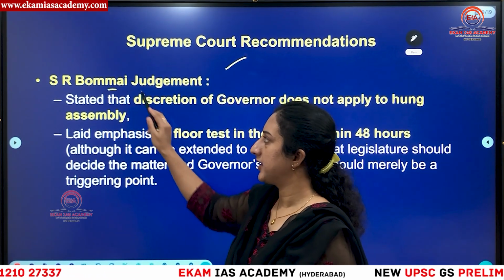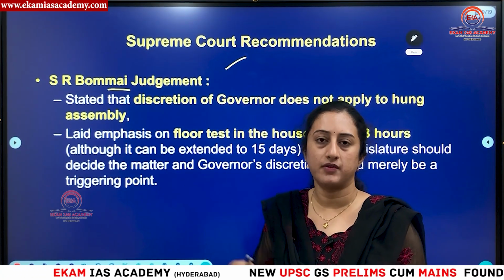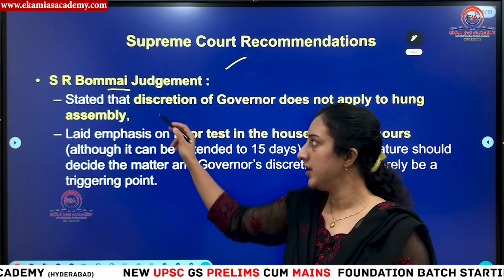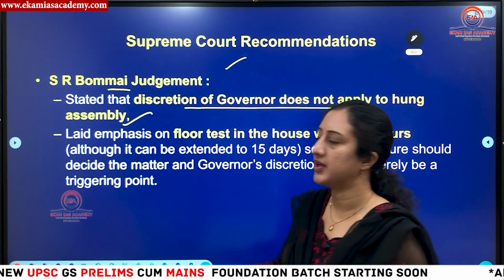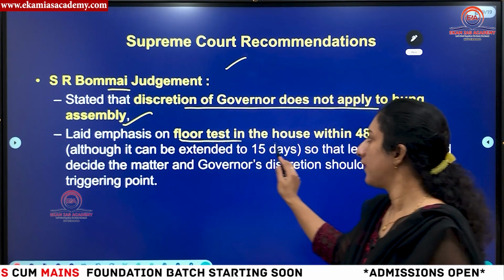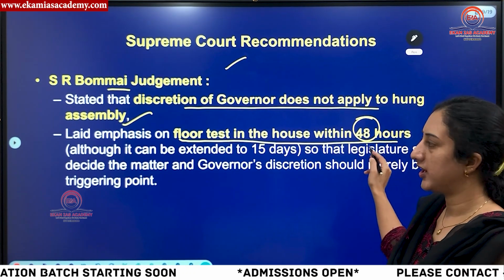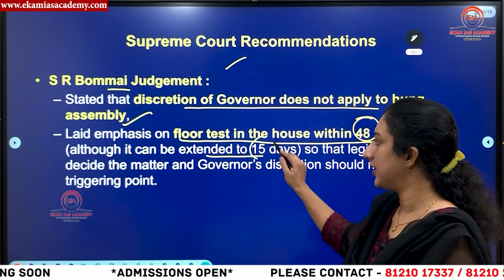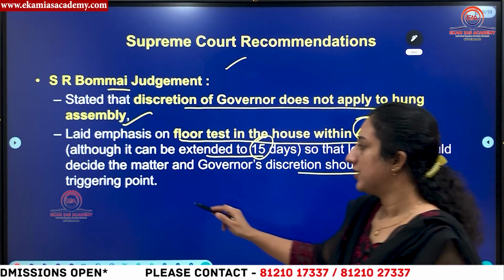Then what are the Supreme Court judgments related to this floor test? If you have seen the SR Bommai case, where he was removed from the post of Chief Minister by the governor without being given a chance to conduct the floor test, when he approached the Supreme Court, the Supreme Court held that this discretion of the governor does not apply to a hung assembly. It also laid emphasis that the floor test in the House has to be conducted within 48 hours. But if there is some timeline issue, they can extend it to a maximum of 15 days so that the legislature can decide.